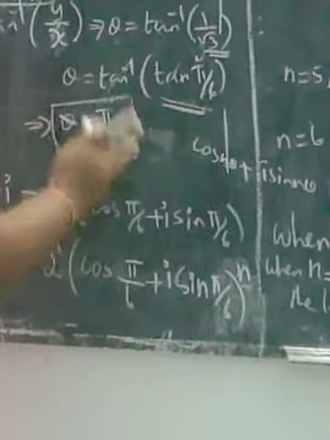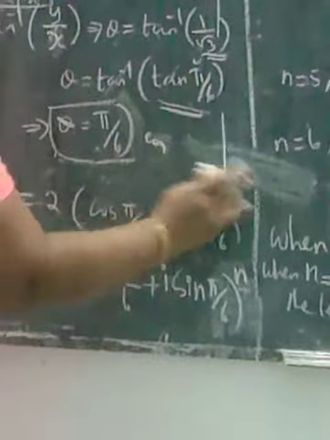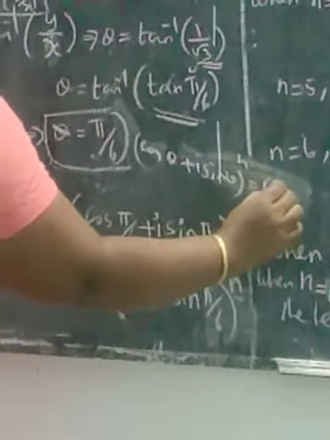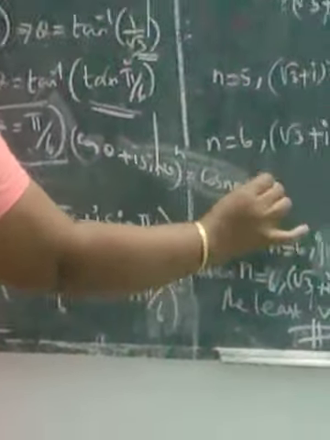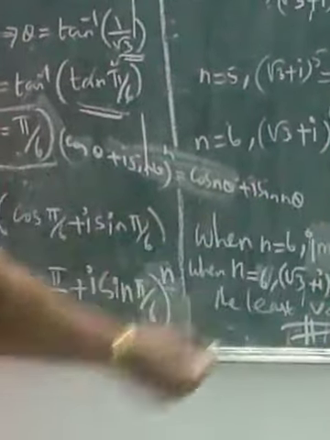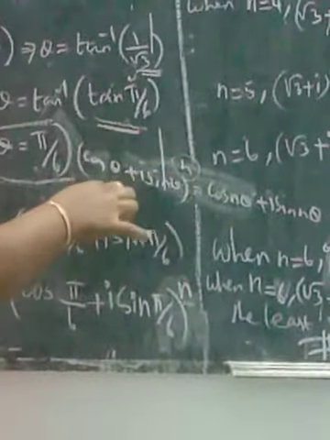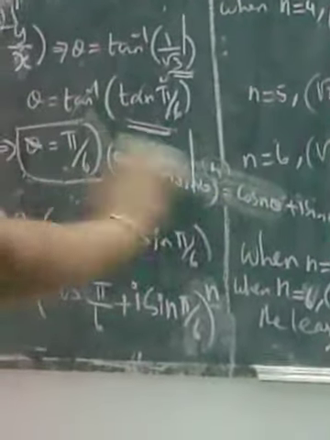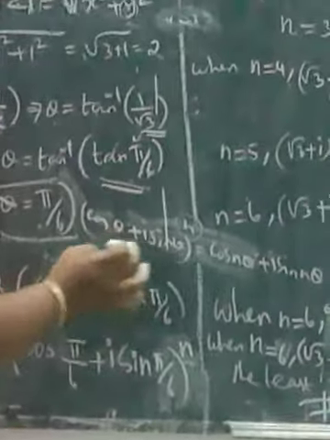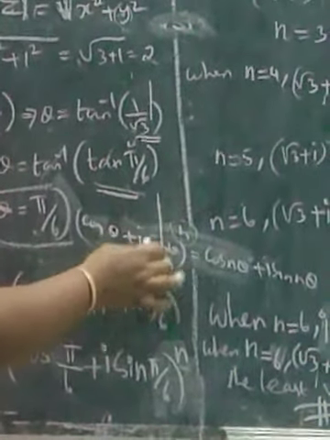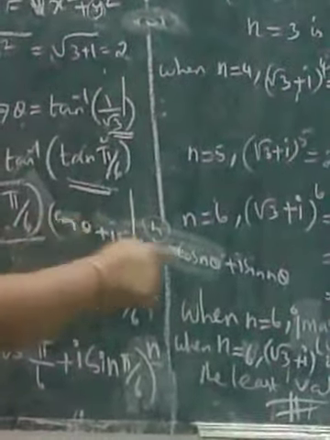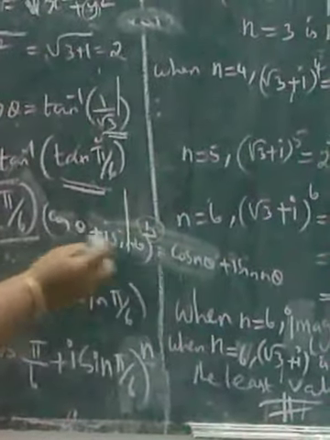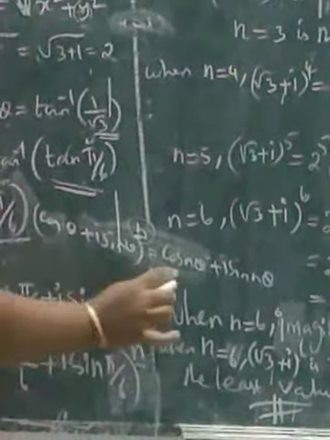(cos θ + i sin θ)^n can be written as cos nθ + i sin nθ. We have to bring the power inside to the argument. For any complex number in this form, cis θ form, cos θ + i sin θ, the whole power n can be written as cos nθ + i sin nθ. We have to bring this power near to the argument. This is De Moivre's theorem.